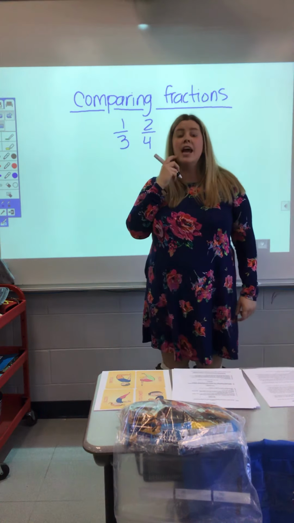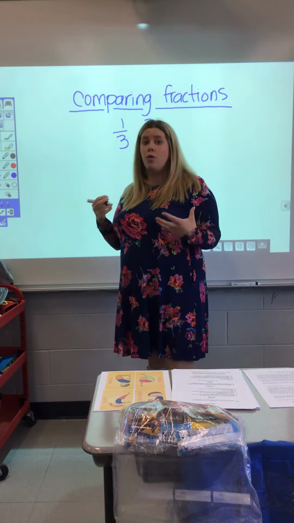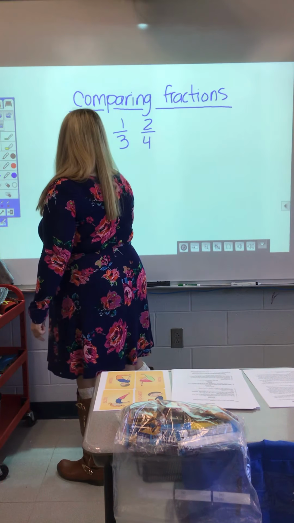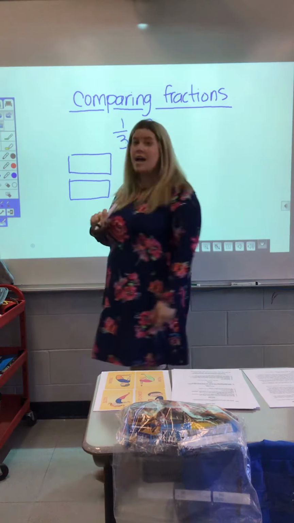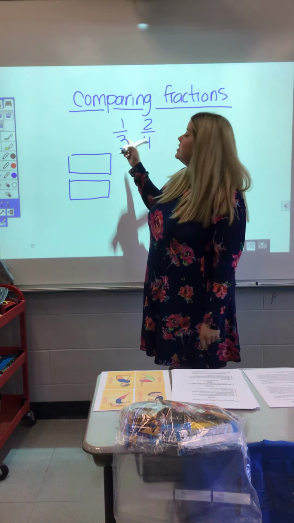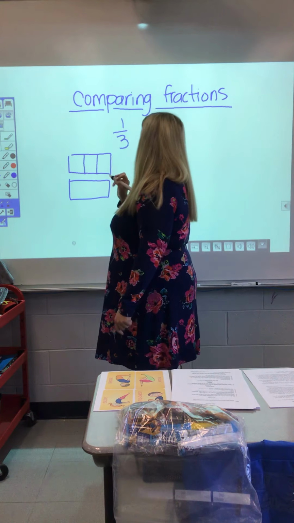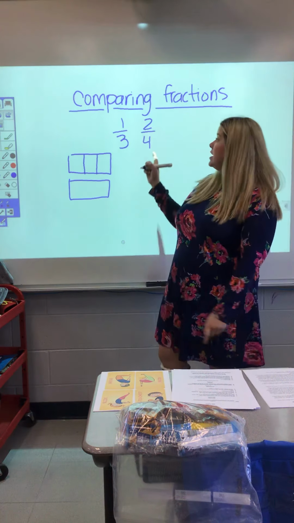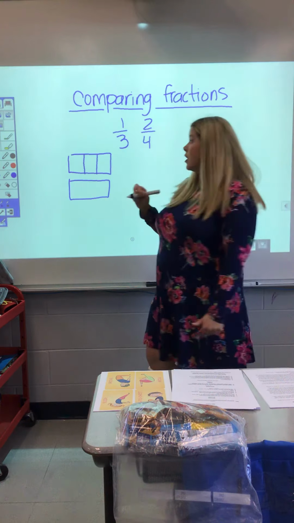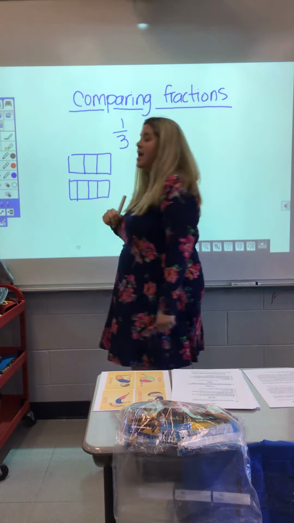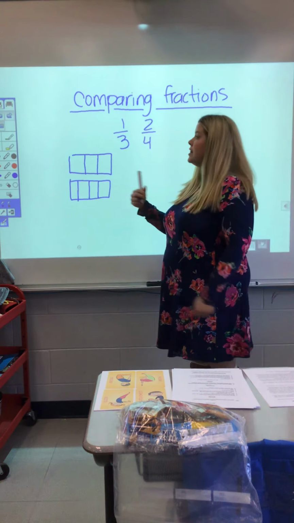Okay, so the first thing that I could do is I could draw a model with a picture, like our rectangles. So I would need to have two rectangles, exactly the same size, and I would divide my first one into thirds. Okay, I would divide my second one into what? Fourths. Okay, so I have 3 parts in that one and 4 in that one.